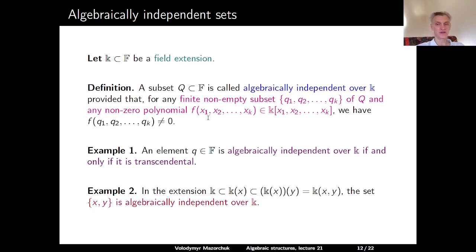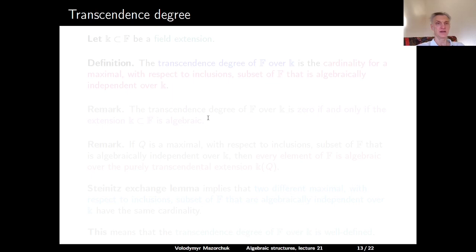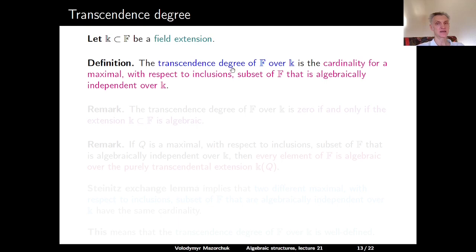If we consider the field of rational functions in two variables, then these variables form an algebraically independent set over the original field. So the variables of rational functions are algebraically independent over the original field. Now we can discuss the notion of the transcendence degree. Let K inside F be a field extension. Definition: the transcendence degree of F over K is the cardinality of a maximal with respect to inclusions subset of F that is algebraically independent over K.